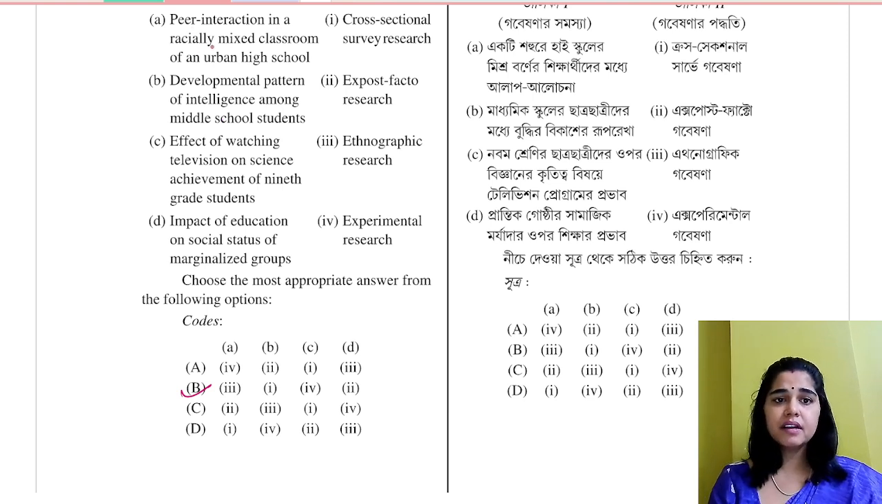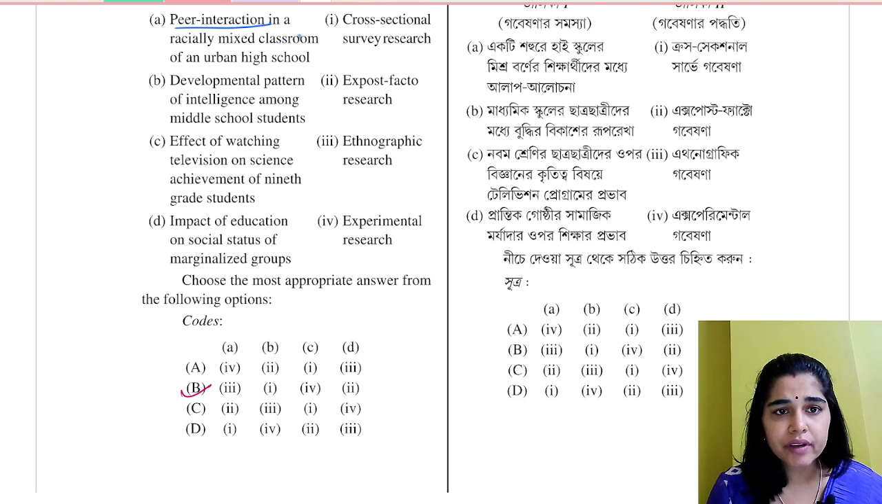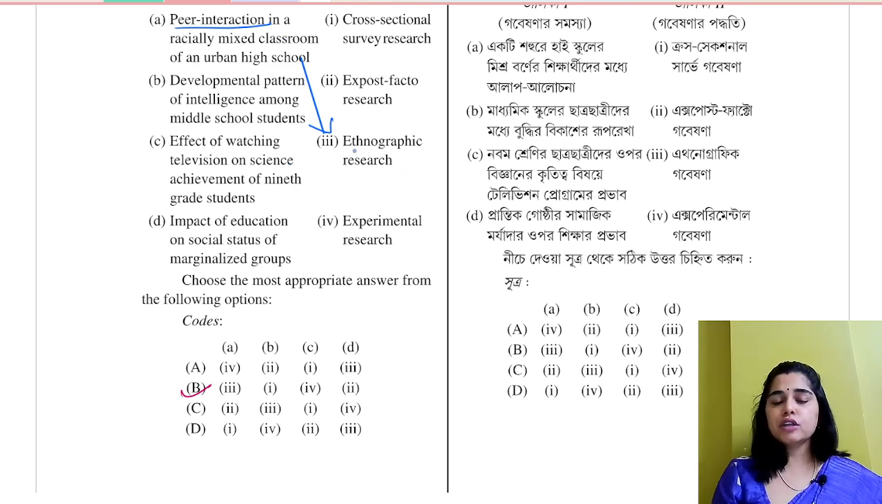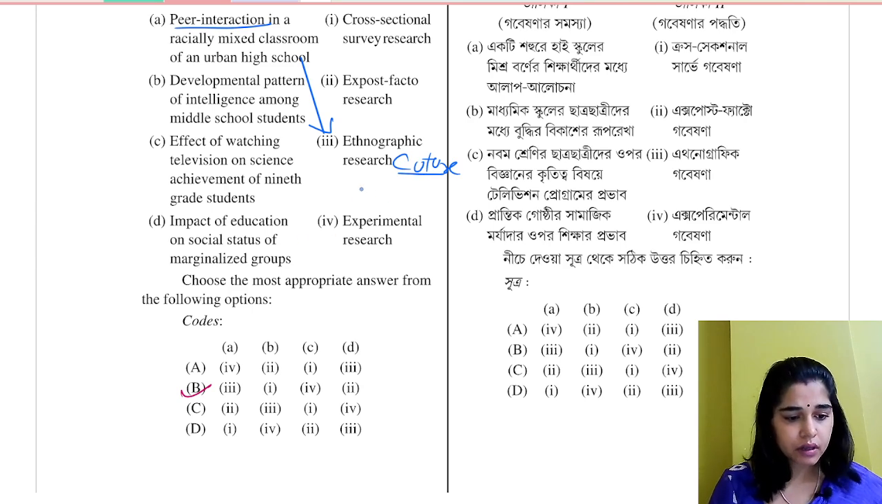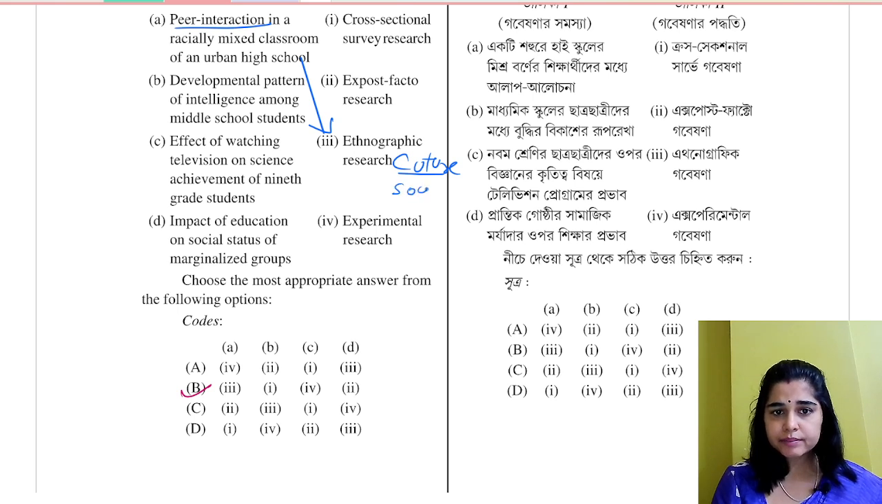Peer interaction in a racially mixed classroom of an urban high school. Peer interaction is happening. Whose interaction? Peer interaction. So this is going to ethnographic. Why is this going to ethnographic? I will tell you. Because in ethnographic, what will we do? Here we will study the culture, the people's behavior, and the society and social behavior.